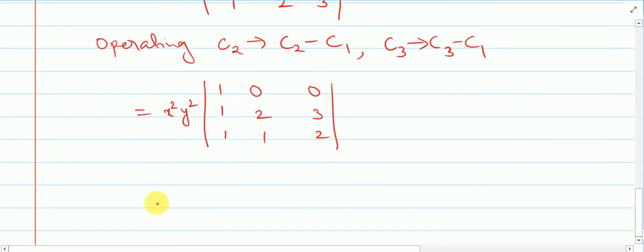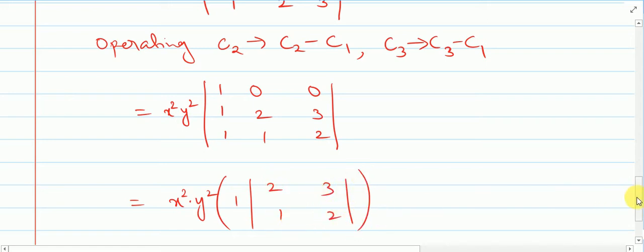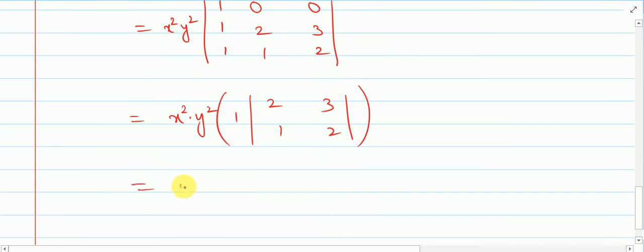Now expand along first row, so you get x square into y square, 4 minus 3, so x square into y square. Okay, this is the answer.